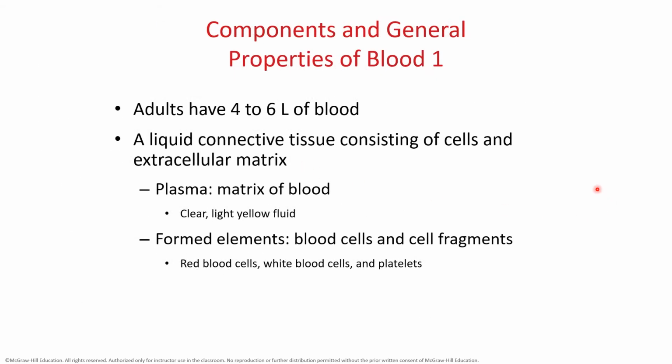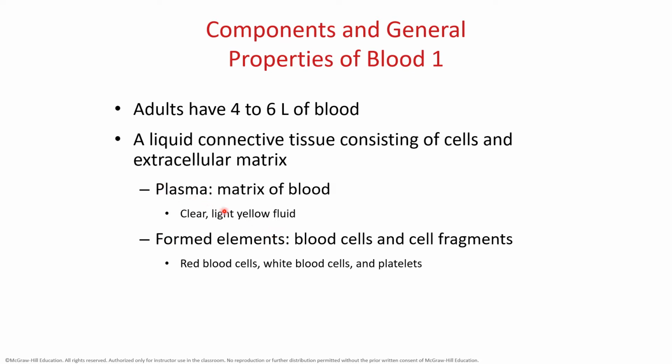So now let's talk about the components of blood. So adults have 4 to 6 liters of blood. It is a connective tissue, consisting of the cells and the extracellular matrix. So there's two components. There's the plasma and the formed elements. So the plasma is that matrix, that extracellular matrix, and the formed elements, those are the cells.